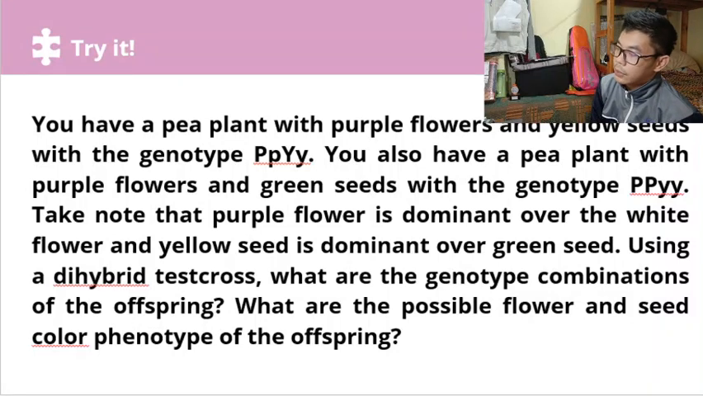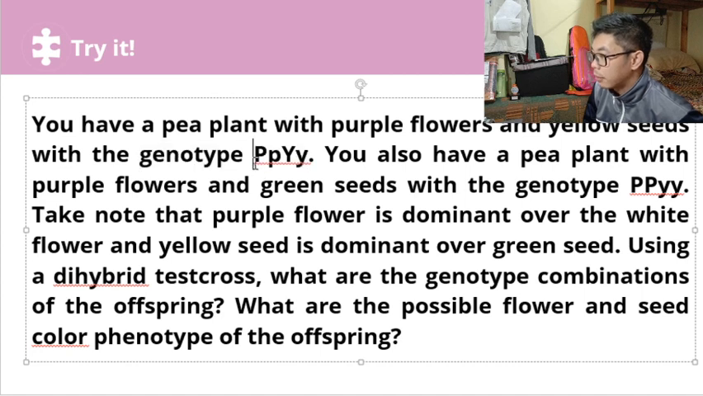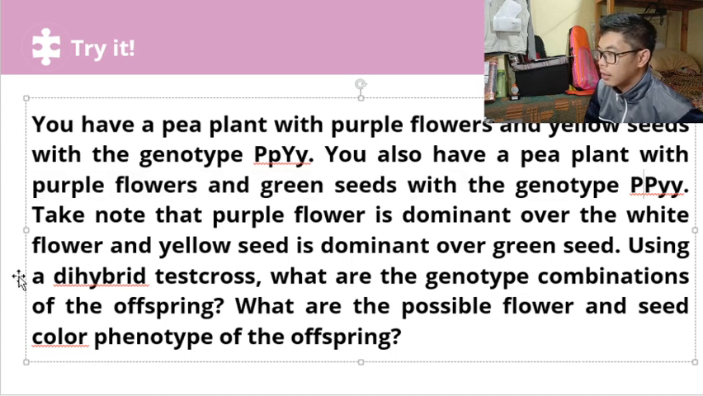Actually, itong example ni Kuiper ay medyo madali compared kung ako to ginawa ko ito during sa classroom setting. He said, let's say for example, you have a pea plant with a purple flower and yellow seed with a genotype of capital P and small p and capital Y and small y. You also have a pea plant with a purple flower and green seed with a genotype of capital P and small p. Take note that the purple flower is dominant over the white flower. And the yellow seed is dominant over the green seed using dihybrid test cross.